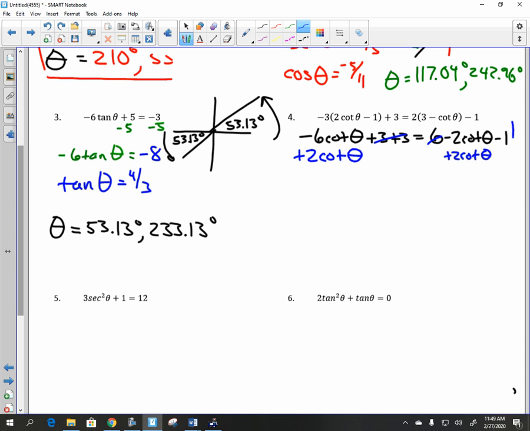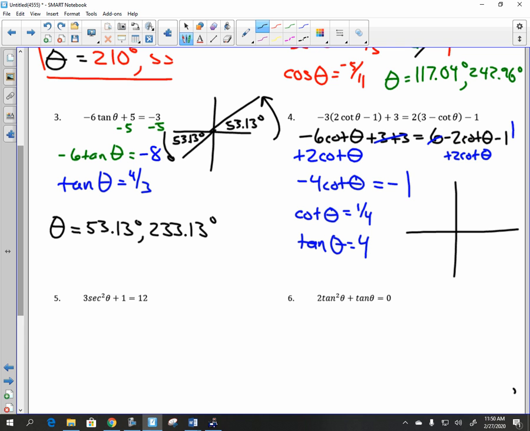So what do I have on the left-hand side? -4 cotangent theta is equal to, divide by -4, cotangent of theta is equal to 1/4. Now what? Tangent of theta is equal to 4/1. We are back to where we were in the previous example, where tangent is positive. Tangent is positive in the first and the third.